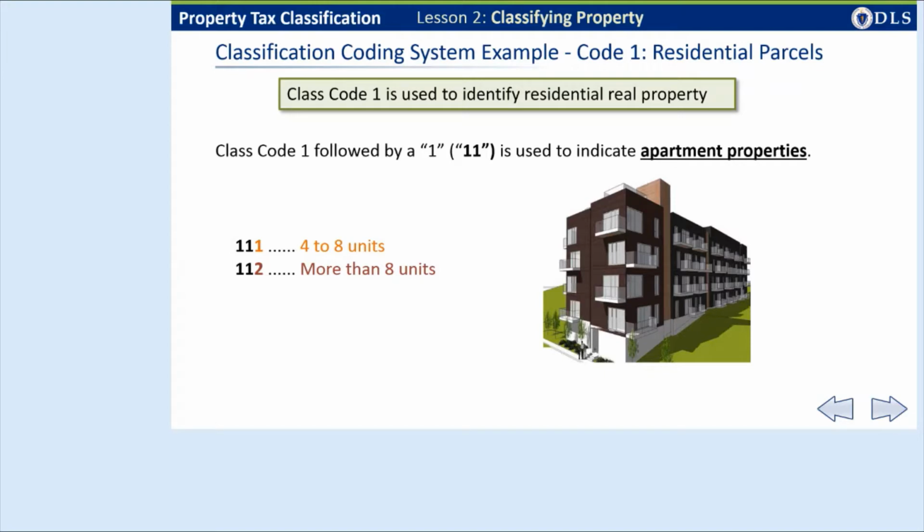Let's look at the next three-digit state use code, 112. The first digit 1 indicates a residential parcel. The second digit 1 indicates that there's an apartment building on the residential parcel. The third digit 2 indicates that the apartment building has more than 8 units.